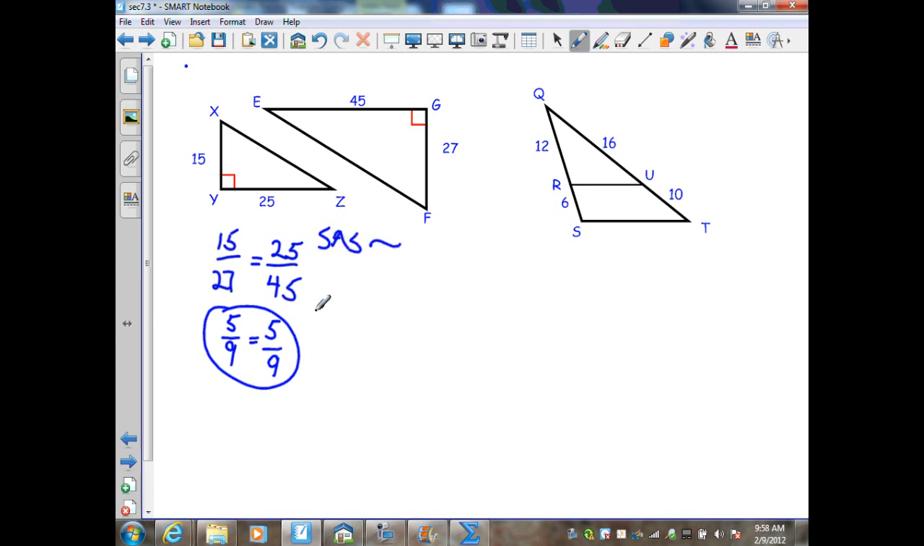Now a similarity statement, triangle, and I'm going to go from small side to the right angle to large side, XYZ is similar to triangle, remember small to right angle to large, so small, FGE. On my next diagram, I'm given triangle QRU.